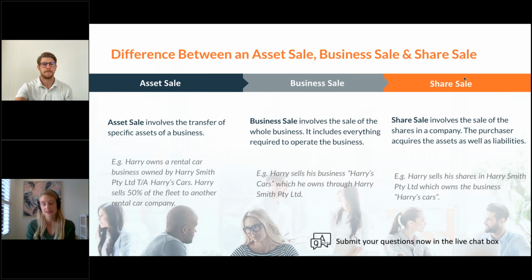When there's a share sale, it's slightly different. Rather than buying individual assets, you're buying shares in a company. Once you've bought those shares, you will actually just own the entity that's trading. So you get everything, every asset it has and every liability as well. Here that would be Harry, as the sole owner of the business, selling his shares in the company to the buyer. And in this presentation, we're going to focus on a business sale. So I'll hand over to Matt now to discuss the steps that are normally required.